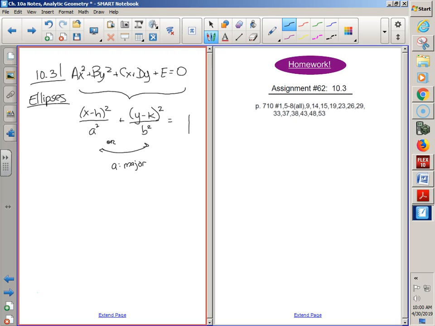So sometimes the major one's under the x, which means it's going to be one of those horizontal ones. What do I mean wins? Well, if his denominator's bigger, he wins, he has the major axis, and it goes that way. But what if the y minus k guy wins? What if this guy's denominator's bigger? It's squished the other way. Yeah, it's squished vertically.